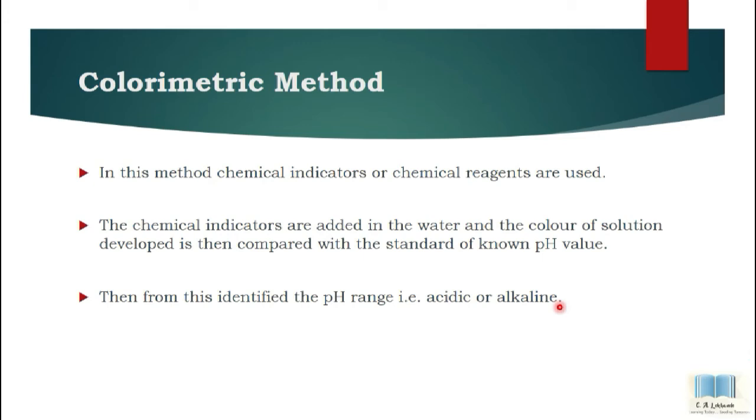If the color of the solution is thymol blue, bromophenol blue or methyl red, then the pH indicates the acidic range. And if the color of the solution is cresol red or phenol red, then the pH indicates the alkaline range. From this, we can identify the range of pH.